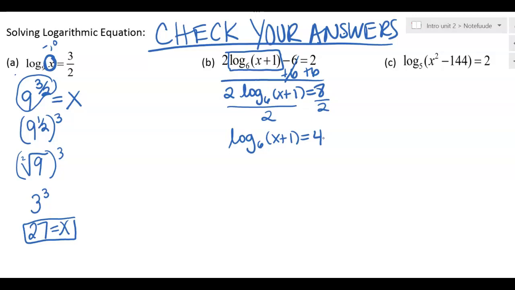All right, now tell me what's going to happen next. Somebody tell me what I can do with this. I see. Danielle. Good. Change it into exponential form because we can't do anything else here. So what's our base for our exponential form? 6. What's our exponent? 4. And that's going to be set equal to everything inside the logarithm, which is x plus 1.